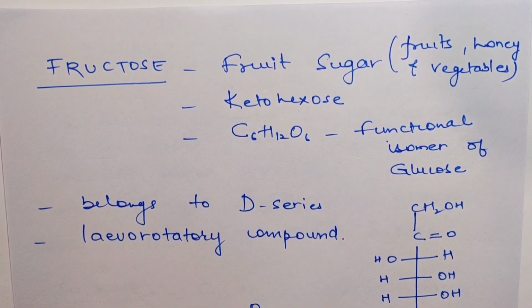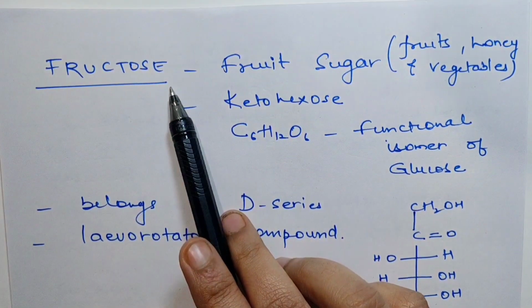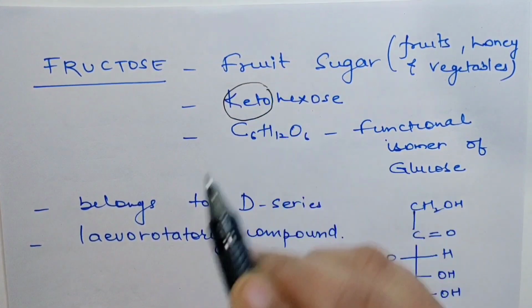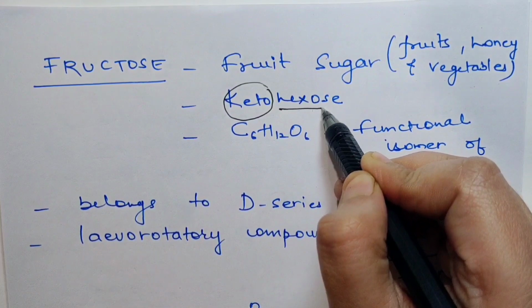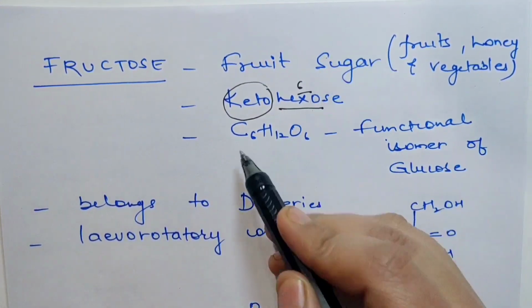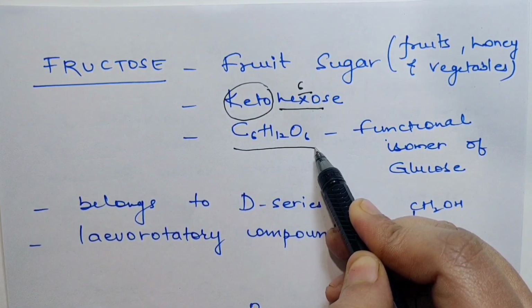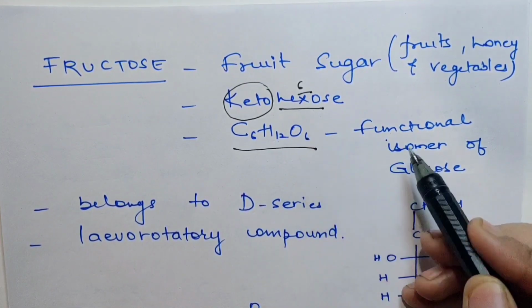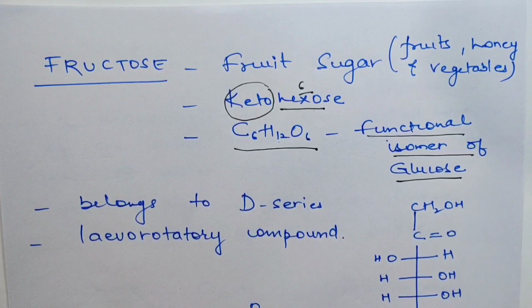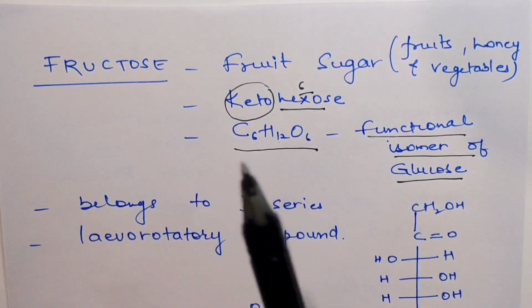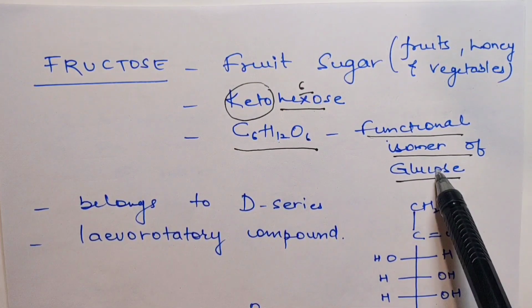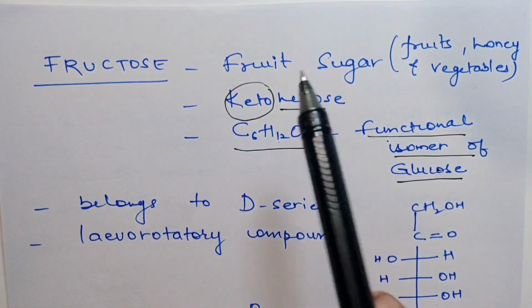Next up is fructose. Fructose is a monosaccharide. It's a ketohexose. Ketohexose means the functional group is ketone. Hexose means 6 carbon atoms. The formula is the same as that of glucose, C6H12O6. That means it is a functional group isomer of glucose. So the relationship between fructose and glucose is that they are functional group isomers. One is aldose, the other one is ketose.